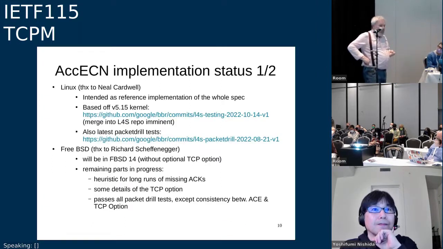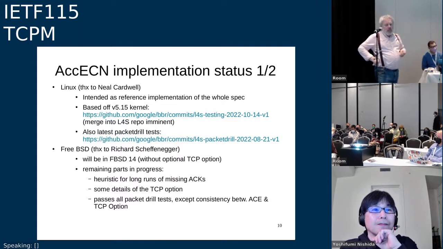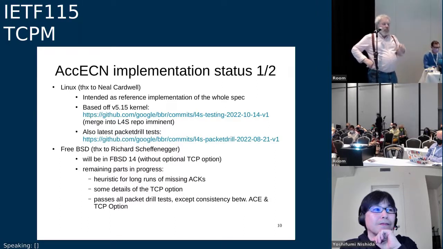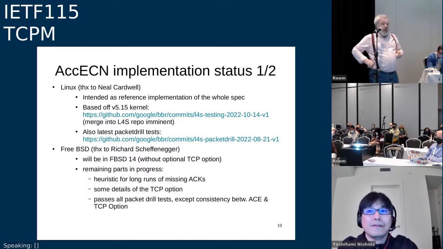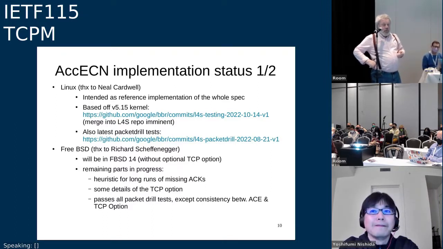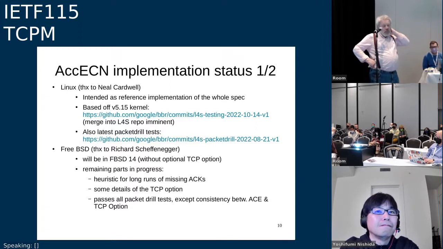So we're nearly there. The implementation, we've got 2 slides on this. We've been doing interop testing all this week down in the hackathon area of L4S and Accurate ECN. And the Linux implementation that Ilpo primarily did, Neal has updated to be based off the 5.15 Linux kernel. And there's a pull request, I think hasn't quite happened yet, but it's still imminent to go into the L4S repo as well. Also the packetdrill tests, Neal has updated.